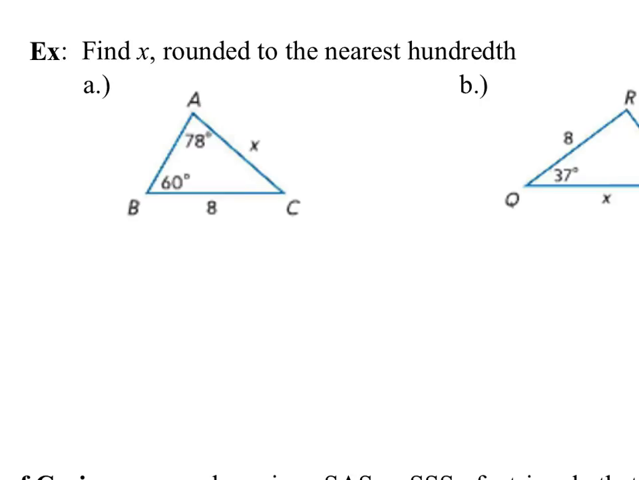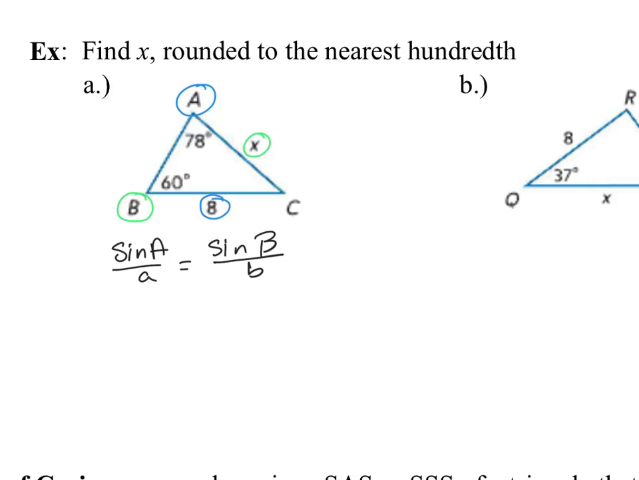So if we're going to use the law of sines, we're going to write a proportion. We're going to use angle A because we know the measure of the side opposite angle A, and then we're going to use angle B because we're looking for the measure of the side opposite B. So here's what the law of sines would say. If I take the ratio of the sine of angle A to the side opposite A and set that equal to the sine of angle B over the side opposite B, that ratio would look like this.